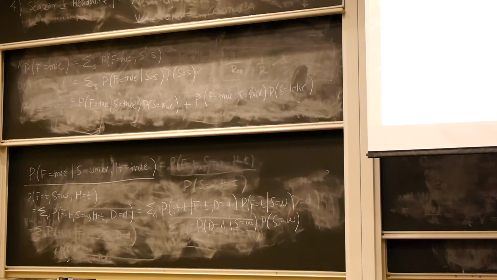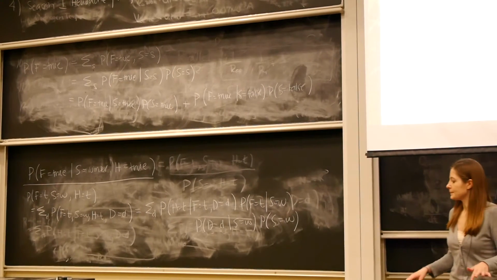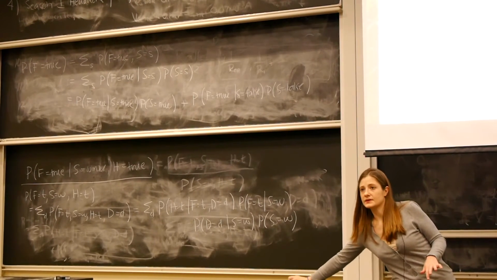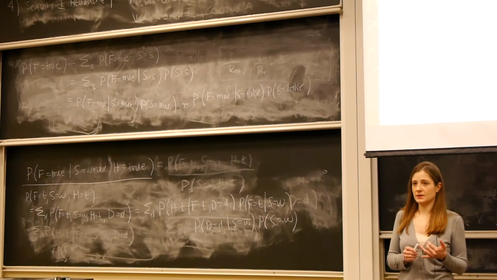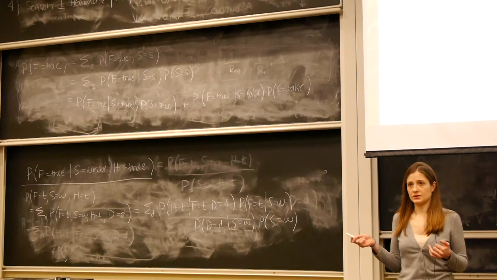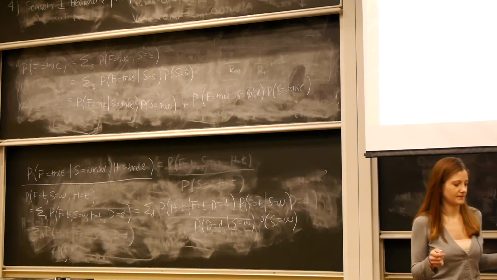So the next thing I wanted to briefly go over is how to do maximum likelihood estimation or MAP estimation for Bayesian networks. Do people want to see that or not really? Yeah? Okay.